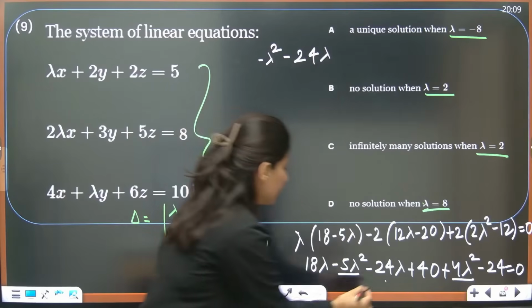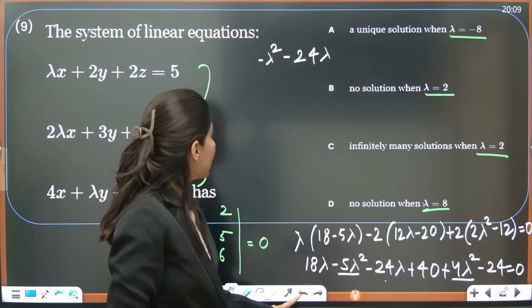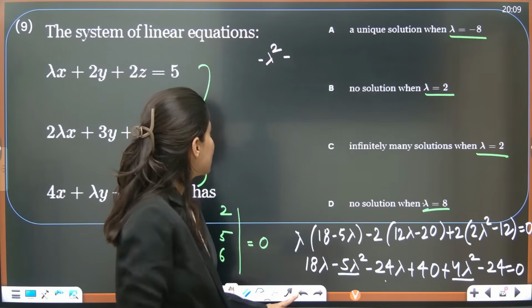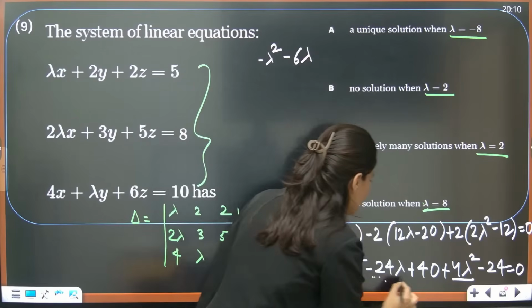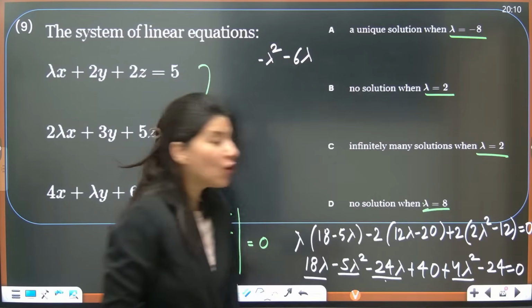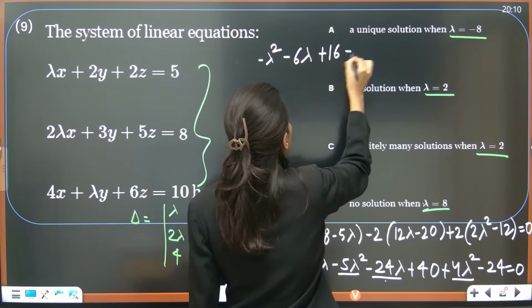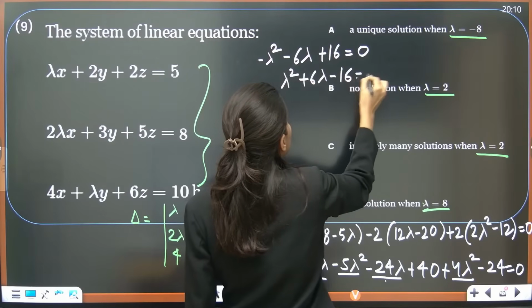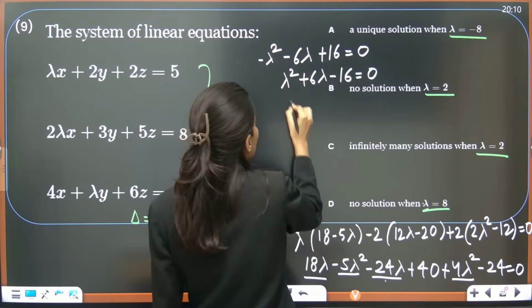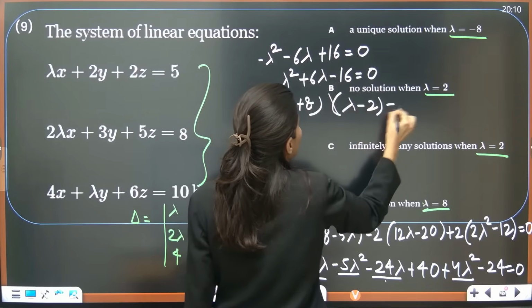Okay. Then we are having 18 minus 24, guys. 18 minus 24 is minus 6 lambda. So this is also gone. This is gone. Now 40 minus 24 is what? 16. So this is plus 16 equals 0. Lambda square plus 6 lambda minus 16 equals 0. So this is going to give you lambda plus 8, lambda minus 2 equals 0.